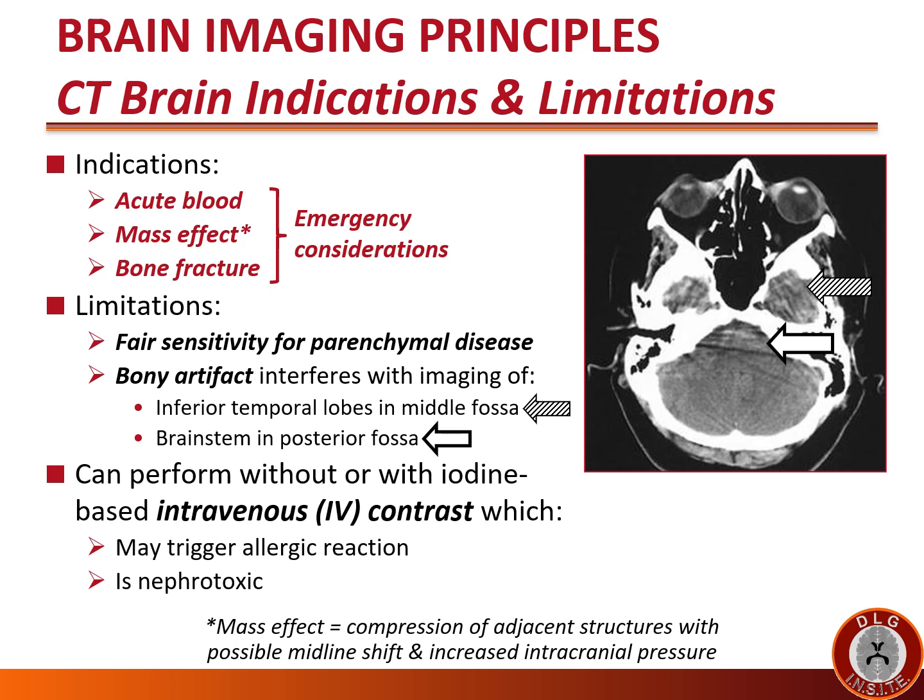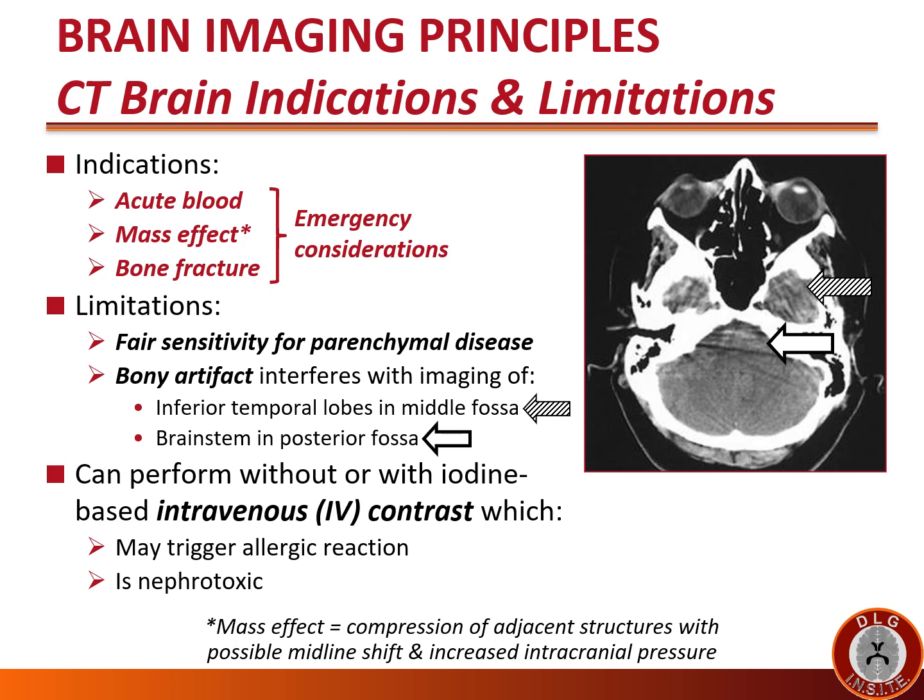CT scan is also good for viewing bone fractures. So if you think about it, in general, CT brain is excellent in emergency situations where you're looking for acute blood, mass effect, and bone fractures.